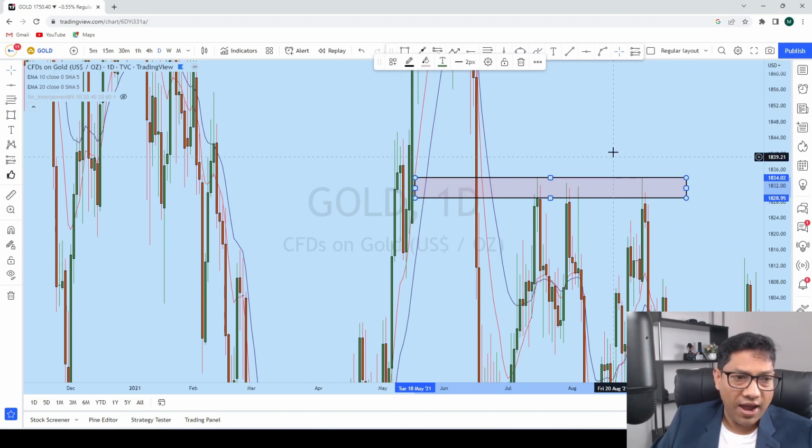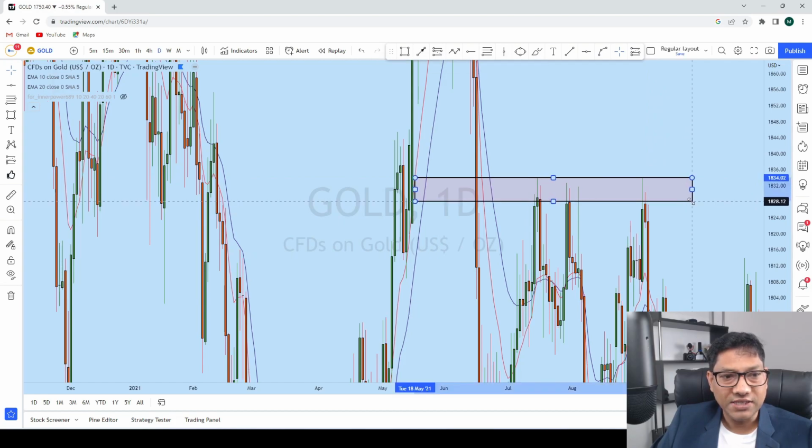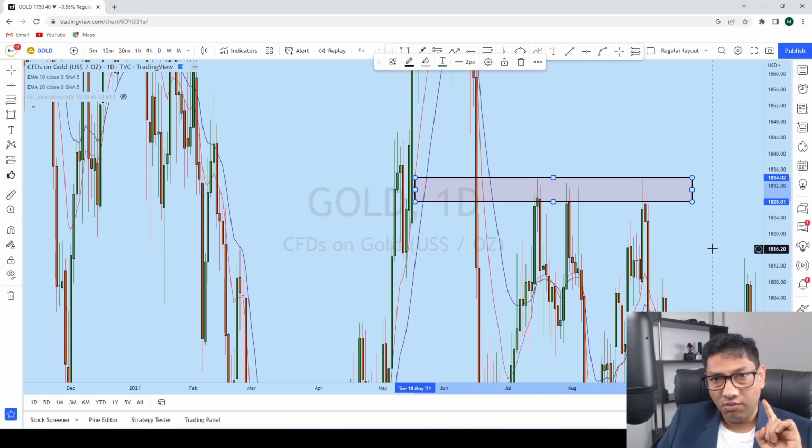As you can see, the way I have drawn here is with the opening and closing of the candle to the resistance top of the wick. You can even extend to the downside. Now this is an accurate resistance zone.